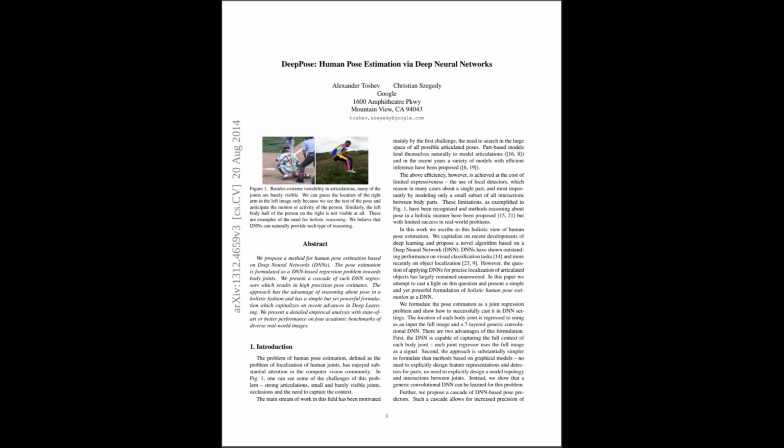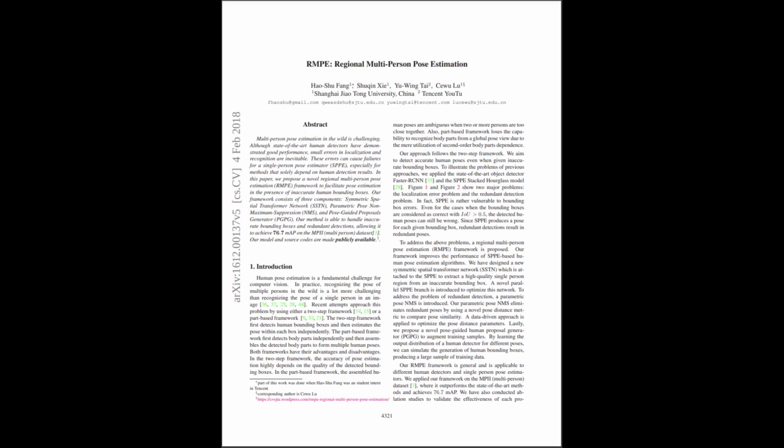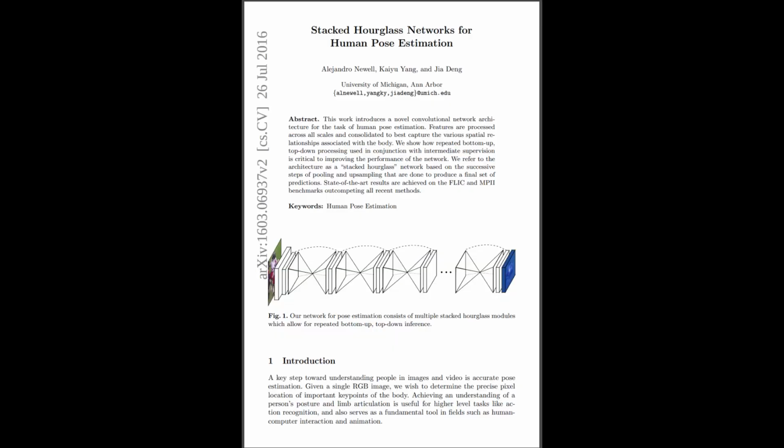DeepPose, 2014, pioneered the use of CNNs for direct regression of joint positions using cascaded networks. OpenPose, 2017, introduced real-time, multi-person estimation with confidence maps and part affinity fields, detecting body, hand, and facial key points. AlphaPose, 2017, enhanced accuracy in crowded scenes by correcting misaligned bounding boxes for reliable multi-person pose detection. Hourglass Networks, 2016, employed an hourglass architecture to capture multi-scale context for precise key point localization.